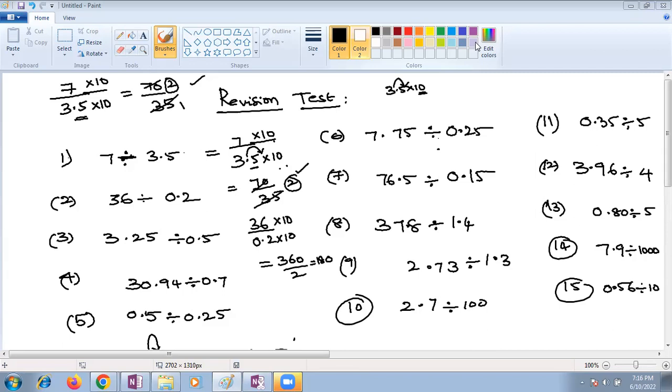Ma'am, I want to ask, if a number comes like 0.0, can I write 0.0? Ma'am, for example 0.027, can I write 0.027? Yeah, you can. You can. Very good. Don't think that is different. You can.